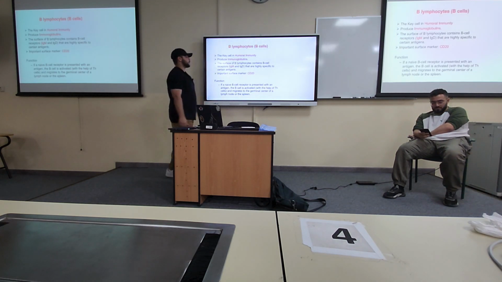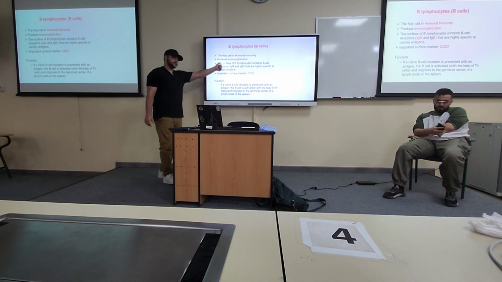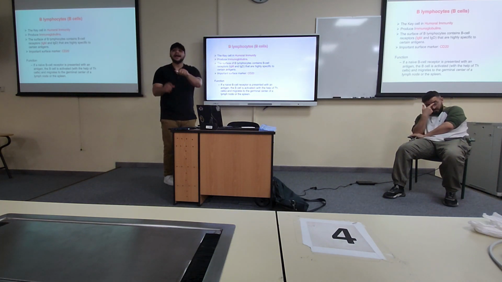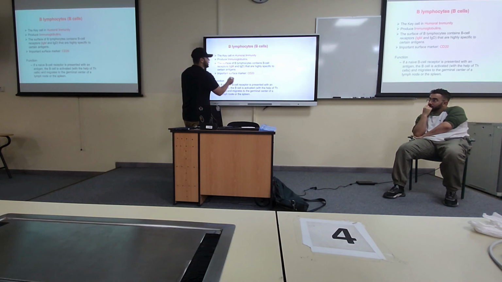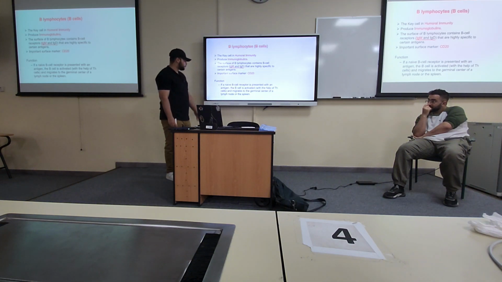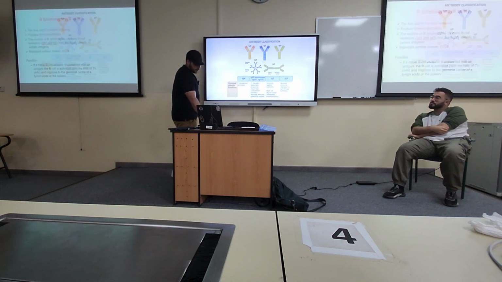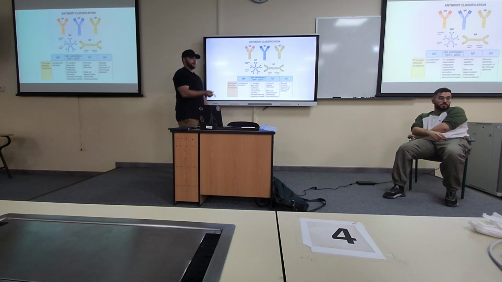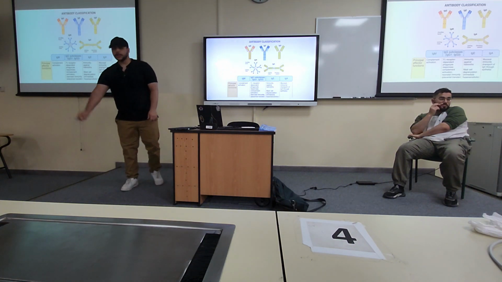Right. B lymphocytes, the key cell in humoral immunity, we talk about it, produce what? Immunoglobulins, which are the antibodies. The surface of B lymphocytes are actually the immunoglobulins, IgM and IgD. طيب, بس يعني it gets activated by TH2 cells. Okay, it releases antibody. We have different types of antibodies. We have 5 classifications.